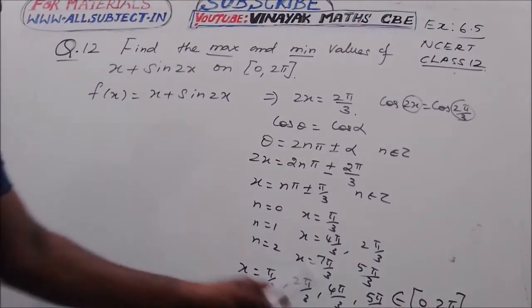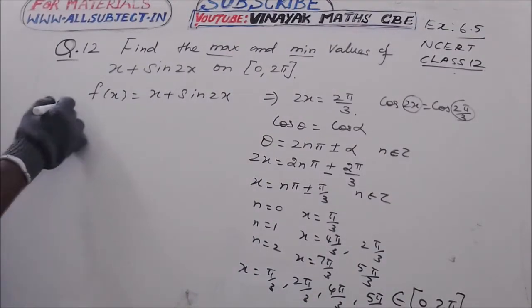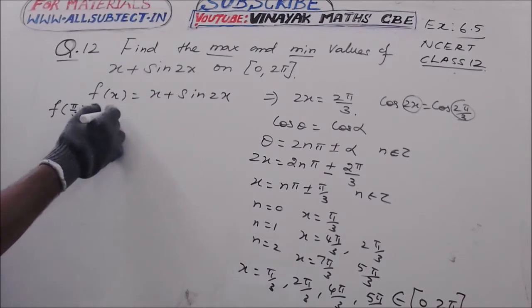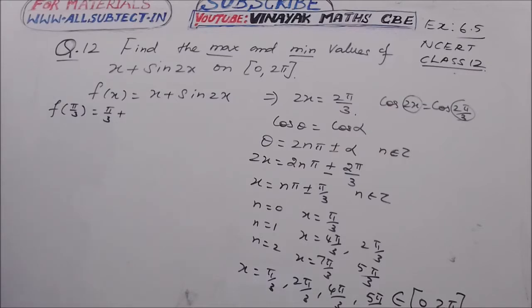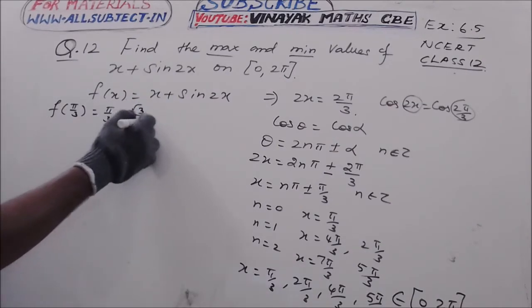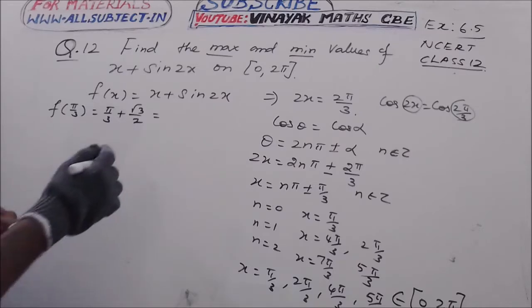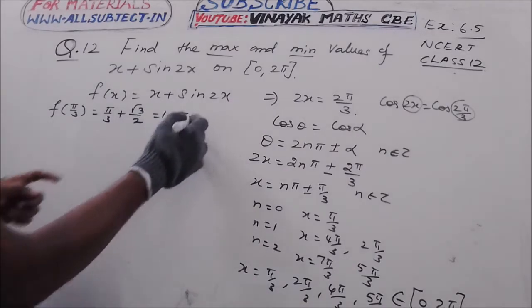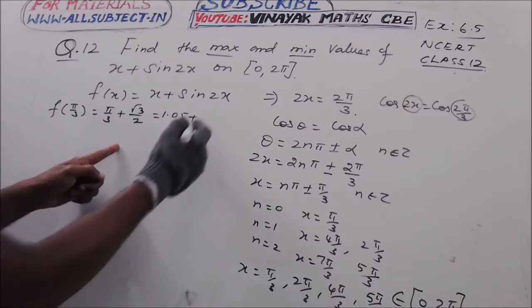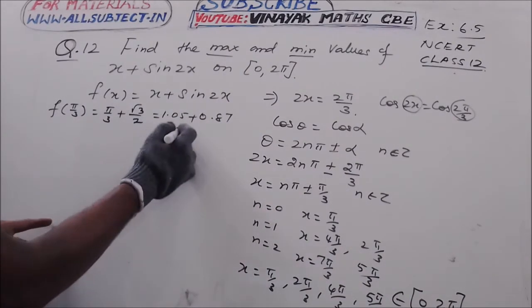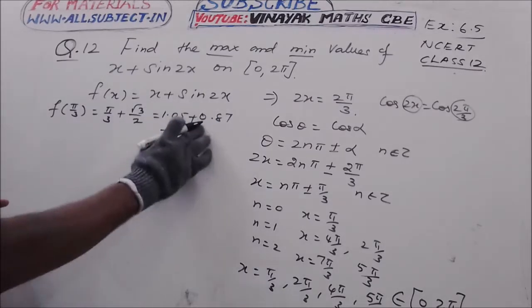Now substituting the critical numbers, f of pi by 3 equals pi by 3 plus sine 2 pi by 3. Sine 2 pi by 3 is root 3 by 2, which is approximately 0.87. The pi by 3 value is approximately 1.05. Simplifying this, we get approximately 1.92.